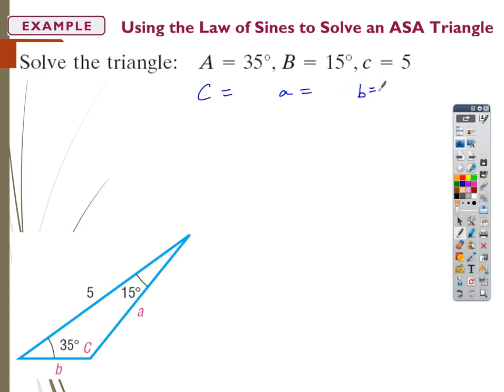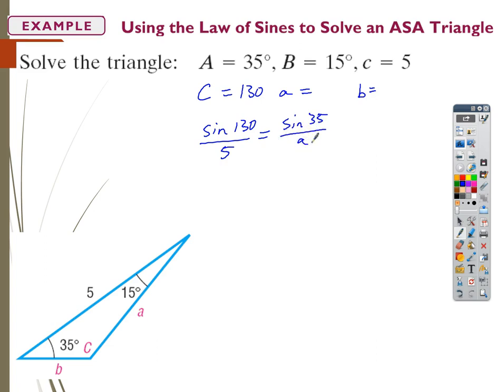Again, what have they already given me? Well, I need to find out C first because these are the pairs I need to put together. So again, it adds up to 180, so 35 and 15 is 50 degrees. So that means there's 130 degrees left over. So now that that's there, I'm going to start with knowing the sine of 130 over 5 is what I'm going to start each of them with. And since we'll go in alphabetical order, we'll do A first. So 35 goes with the A. So it'd be sine of 35 over A.